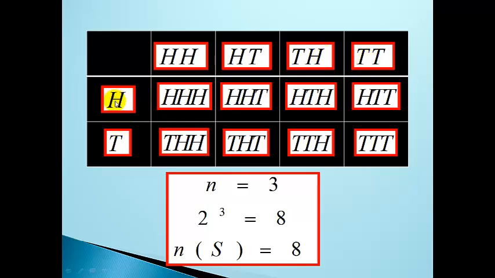Now, H by HH will give us HHH. H by HT will be HHT. H by TH will be HTH. H by TT will be HTT. T by HH will be THH. T by HT will be THT. T by TH will be TTH. And T by TT will be TTT. So when we count, we have 1, 2, 3, 4, 5, 6, 7, 8. So the number of sample space will be equal to 8.